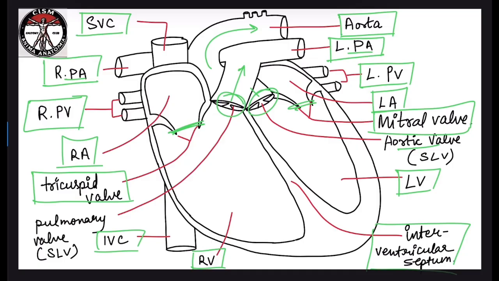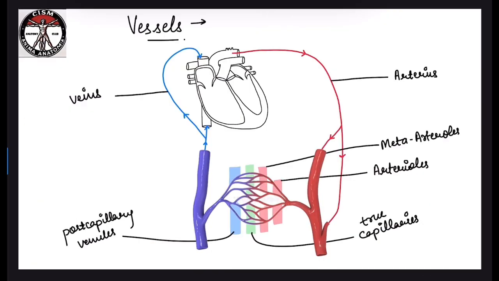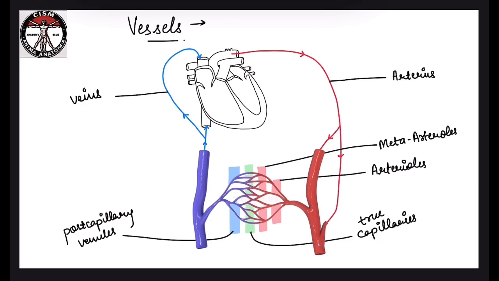Now we will discuss the vessels. There are arteries, the capillaries and the veins, the major ones. Vessels are of three types: the arteries, the capillaries, and the veins. The arteries are the thick walled, muscular, and elastic blood vessels that carry blood away from the heart to various parts of the body.